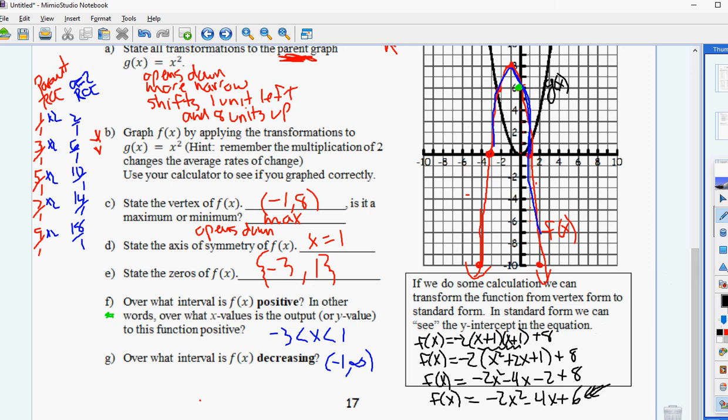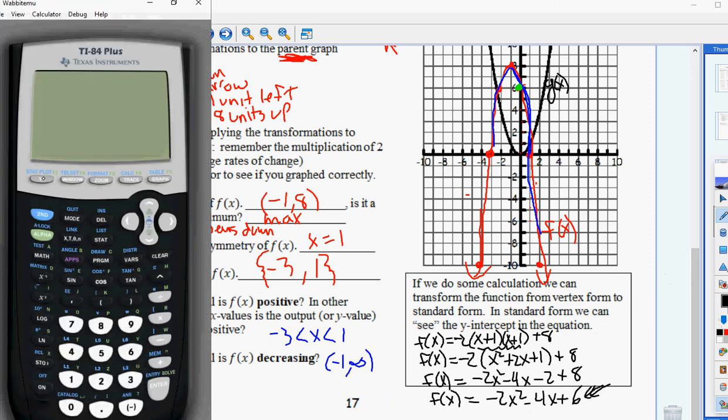So again, you can use that graphing calculator. You don't have to do these rates of change. I wanted to show it to you, but if the calculator is better for you, then use it. You do have to understand about shifts, though, remember. You do have to understand that it is more narrow. And you do have to understand that it opens downward.